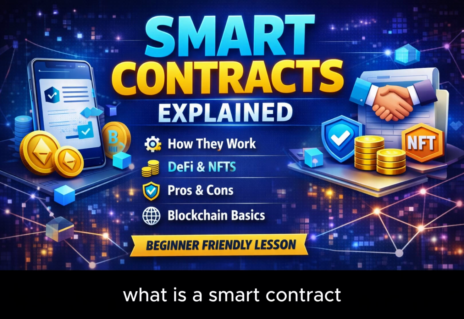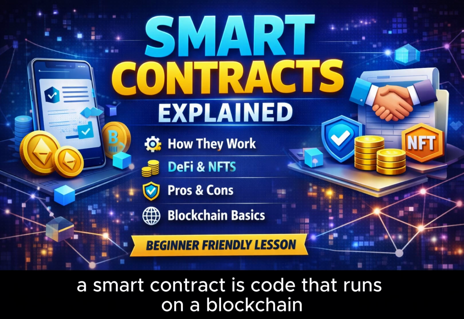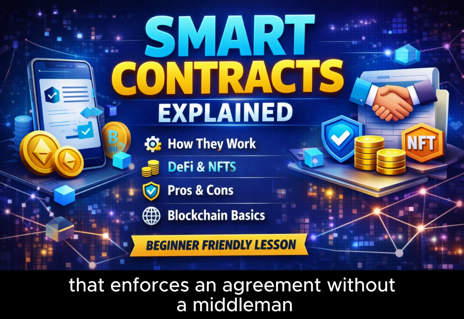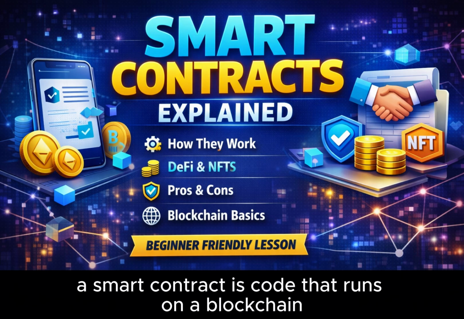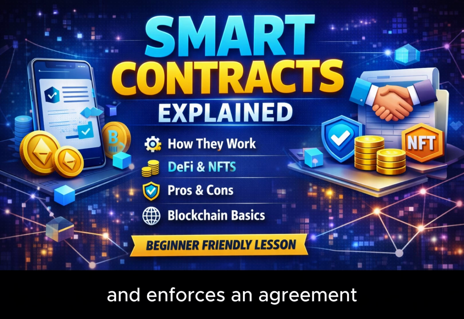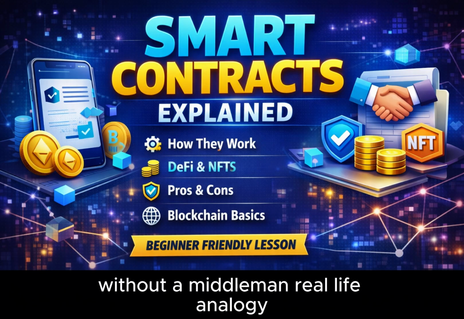2. What is a smart contract? A smart contract is code that runs on a blockchain that enforces an agreement without a middleman. Simple definition: a smart contract is code that runs on a blockchain and enforces an agreement without a middleman.